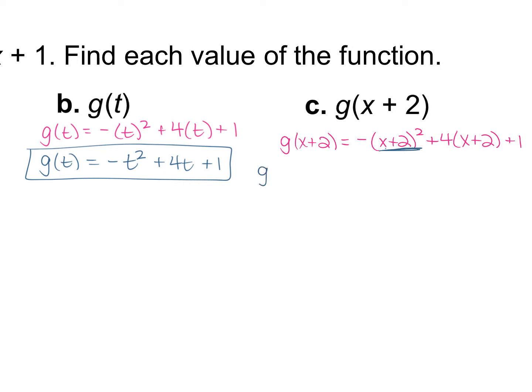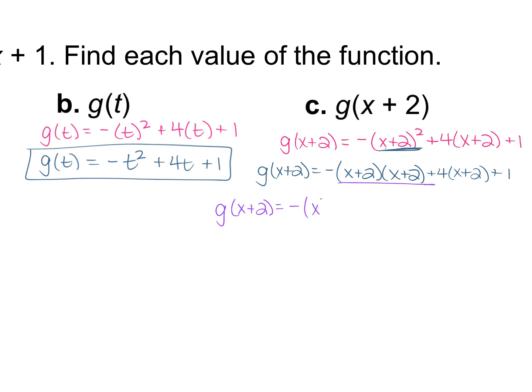That is telling you to do the opposite of x plus 2 times x plus 2. So you're going to have to FOIL that out. So that's going to give us the opposite of x squared plus 2x plus 2x plus 4 times x plus 2 plus 1.